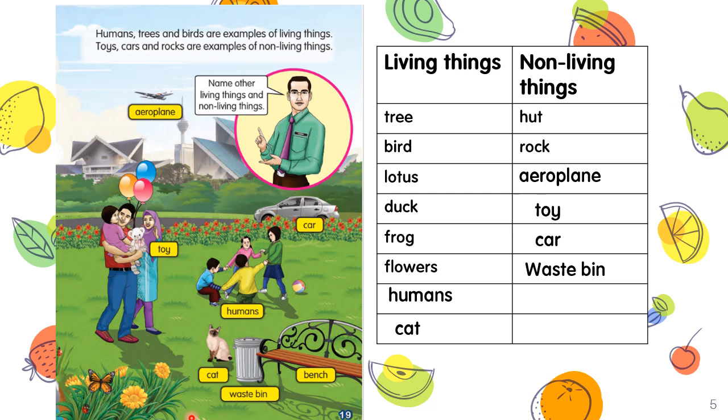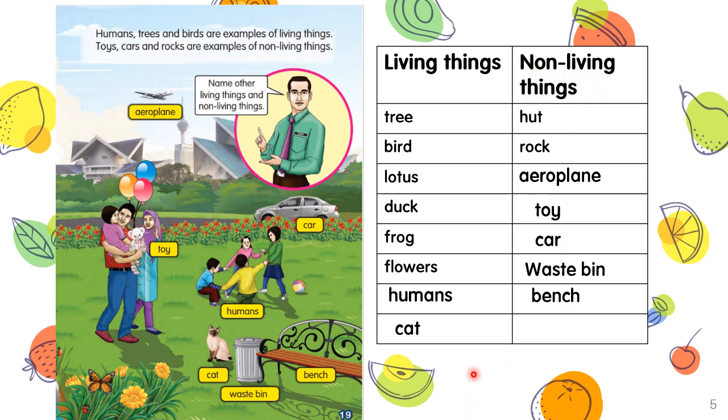Okay? Now the last one, bench. Bangku. Bench. Is it living things or non-living things? Okay. Let's see the answer. Bench is a non-living thing. Very good, class. I hope you remember and know the difference between the non-living things and living things. Saya harap awak tahu bagaimana hendak membezakan benda hidup, living things, dan benda bukan hidup, non-living things.